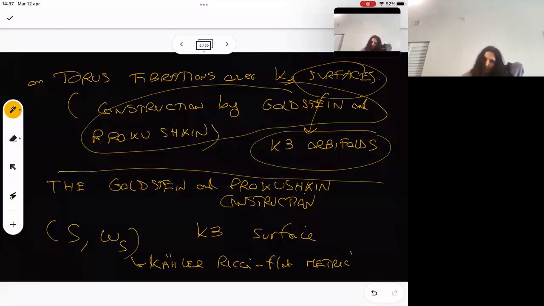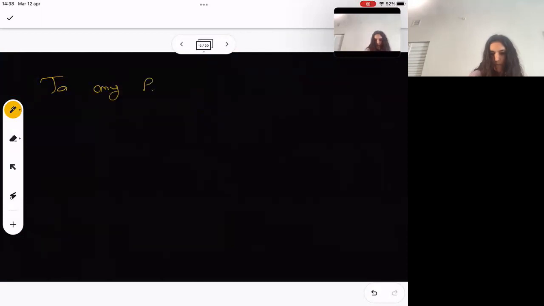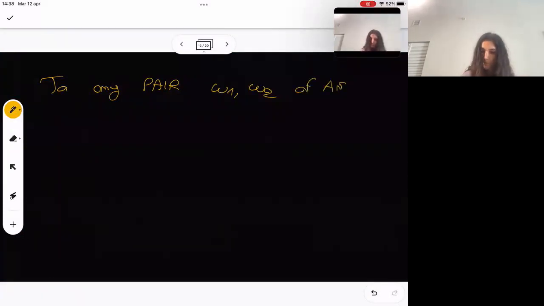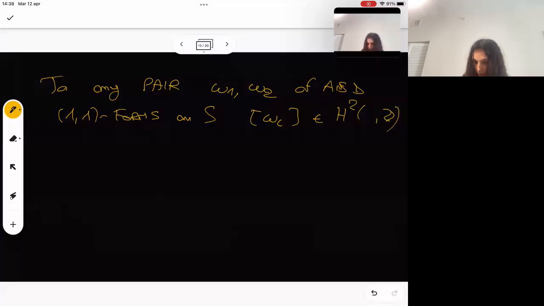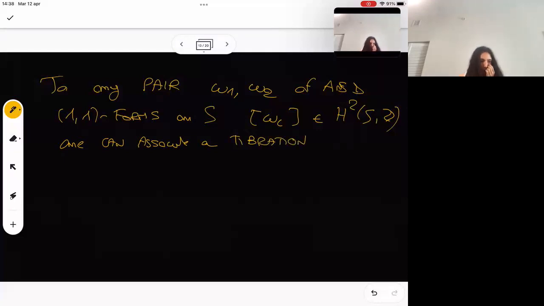Okay, so the way to construct the torus fibration is essentially to consider any pair, call it omega_1, omega_2, of anti-self-dual (1,1) forms on S, such that, up to a factor 1/(2 pi), the classes of omega_i define an integer class. This is S, so of course we are working on the K3 surface. Okay, then the construction comes out that one can also say a fibration, a toric fibration.